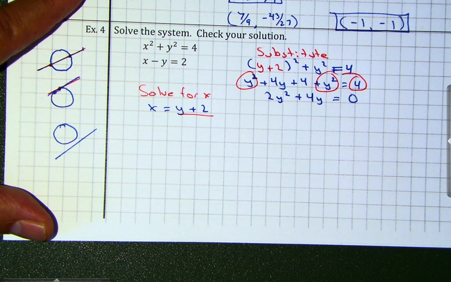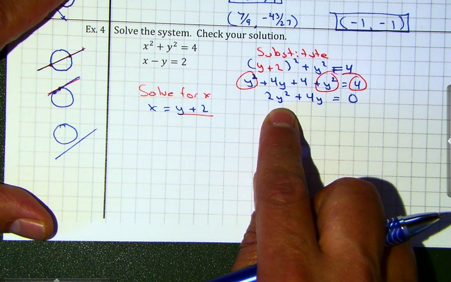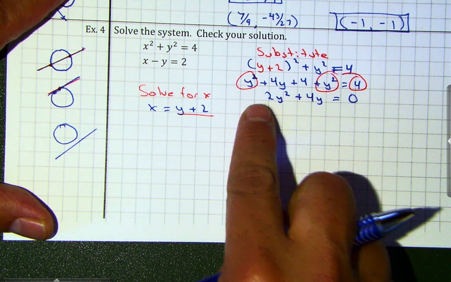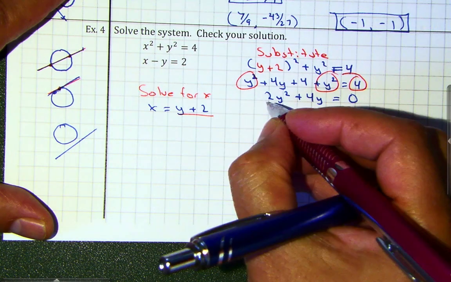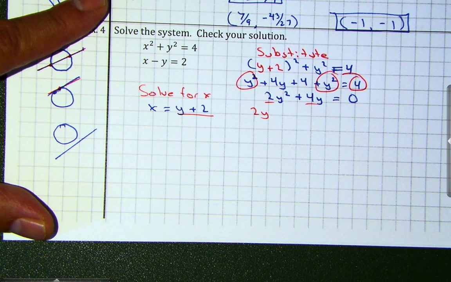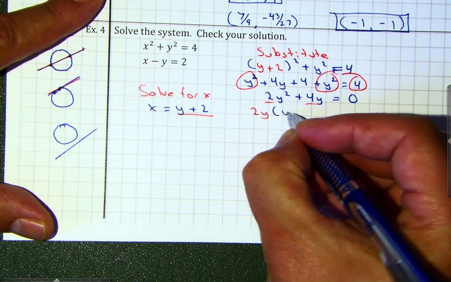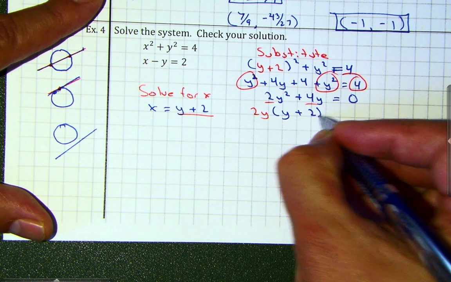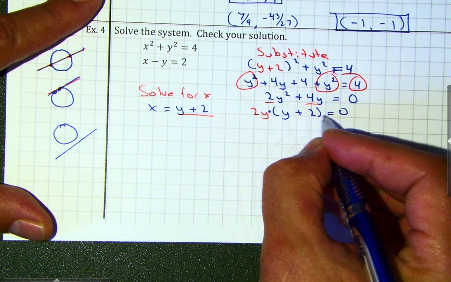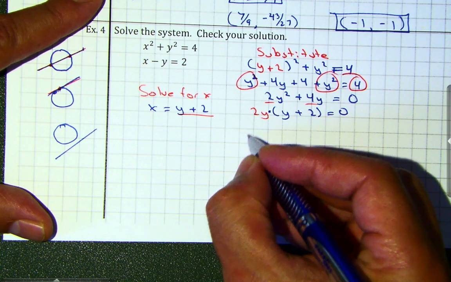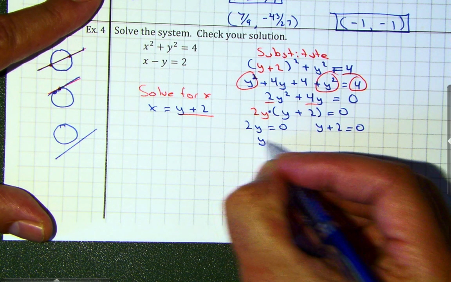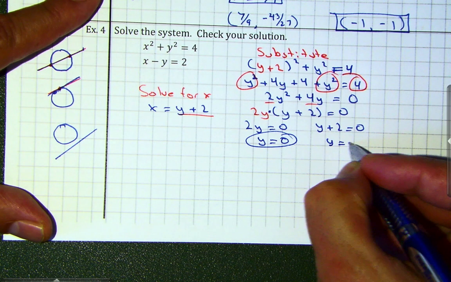Correct? So once I move this to the left, combine like terms. And now how do I solve this? I know that I have a quadratic equation, so I should factor. I need to take out a common factor, so therefore I'm going to factor out a 2 and a y. And what's left behind? 2y times y, 2y times 2 equal to 0, so therefore I can use my zero product property. Since they're multiplying and they equal 0, either 2y equals 0 or y plus 2 equals 0, so therefore y equals 0, y equals negative 2.